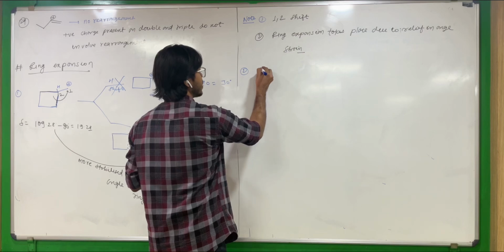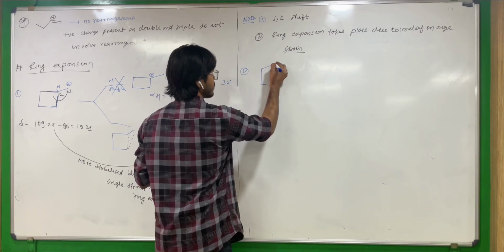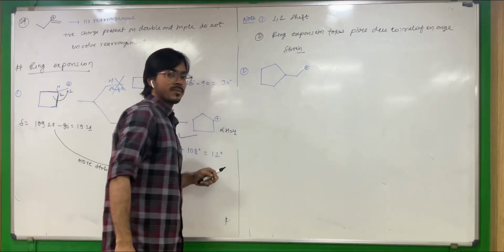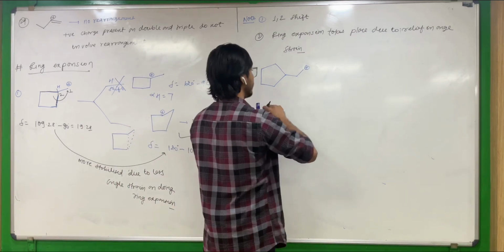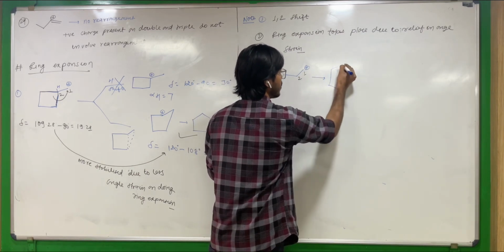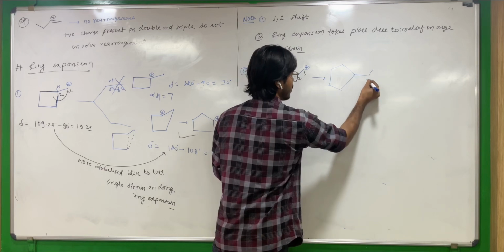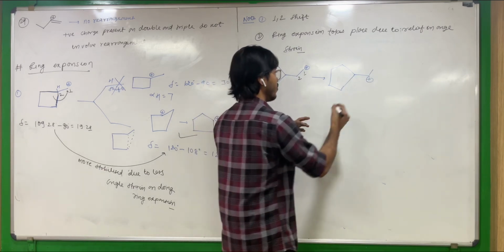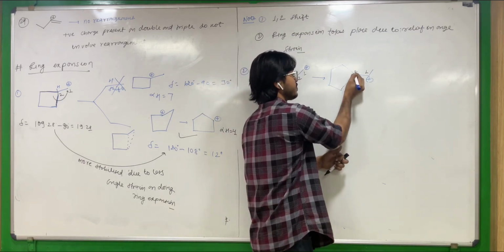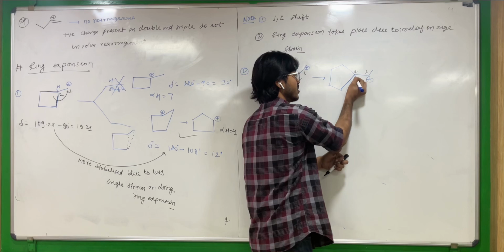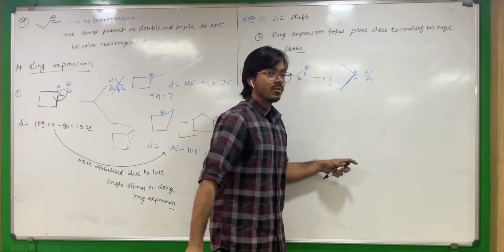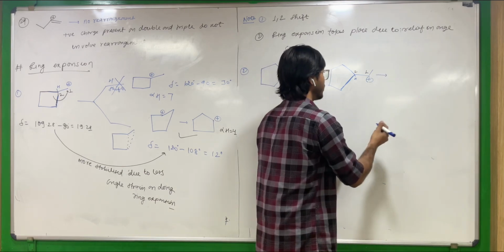Second example. See here the positive charge is there. So first, this is 1 and this is 2. So it will give this. Now this will become 1 and this will be 2. Now on this carbon, one hydrogen is present and these two groups are present. So if we do ring expansion in this case, this product will form.